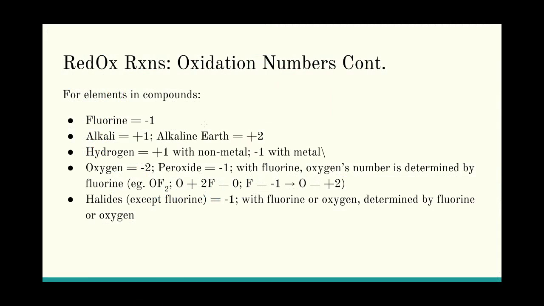Oxygen can have 3 different possible oxidation numbers. Or I should say there are 3 different classes that oxygen can belong to. It can be negative 2, and it's almost always negative 2. If it's a peroxide, O2 2-, then it's negative 1. And if it is bound to fluorine, then it's whatever it needs to be to make the whole compound happy. Fluorine is the only thing that can give oxygen a different oxidation number, because fluorine is just that electronegative.